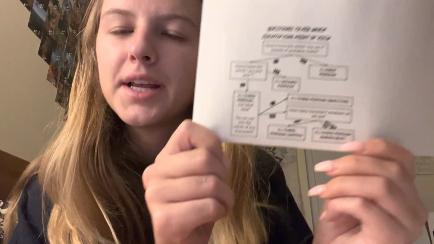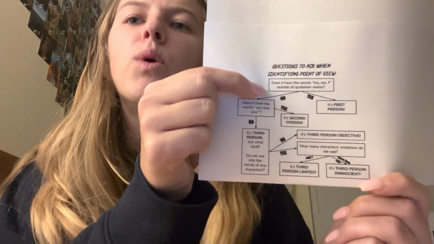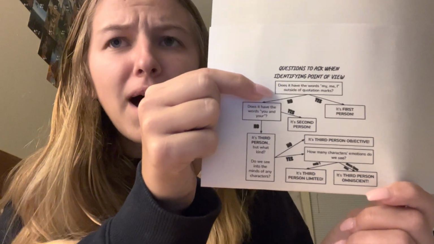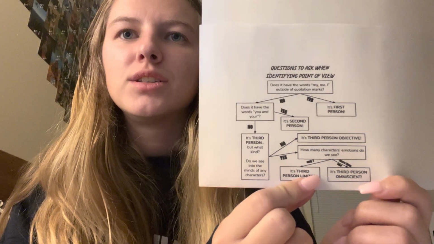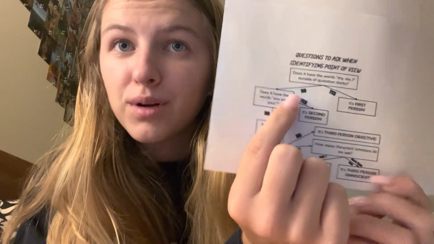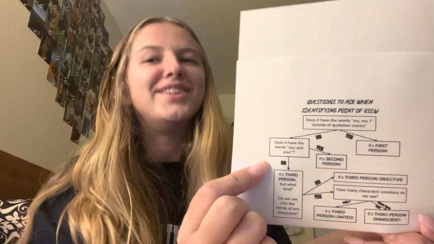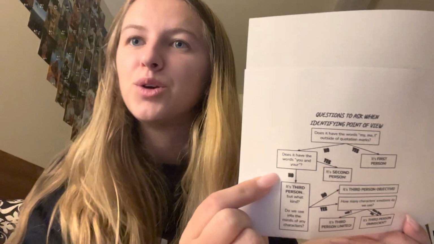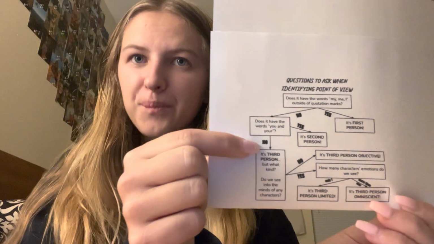Okay, so now let's use our questions. Does this reading have the words me, my, or I outside of quotation marks? No, that's right. It does not use any of those pronouns. So we're going to follow the arrow that says no. Does it have the words you and your? No, awesome. It doesn't have you or your anywhere in it. So let's follow the next arrow with no.